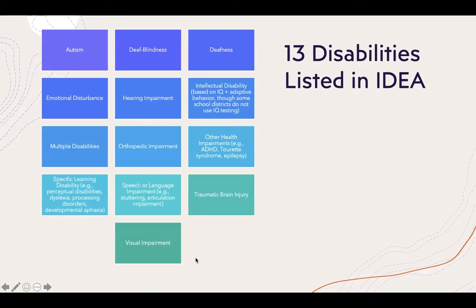So there are 13 disabilities that are listed under IDEA, and these are going to determine whether or not a student is eligible for an IEP. There's quite a bit here. Like emotional disturbance, for instance, someone had asked about the emotional behavioral component.